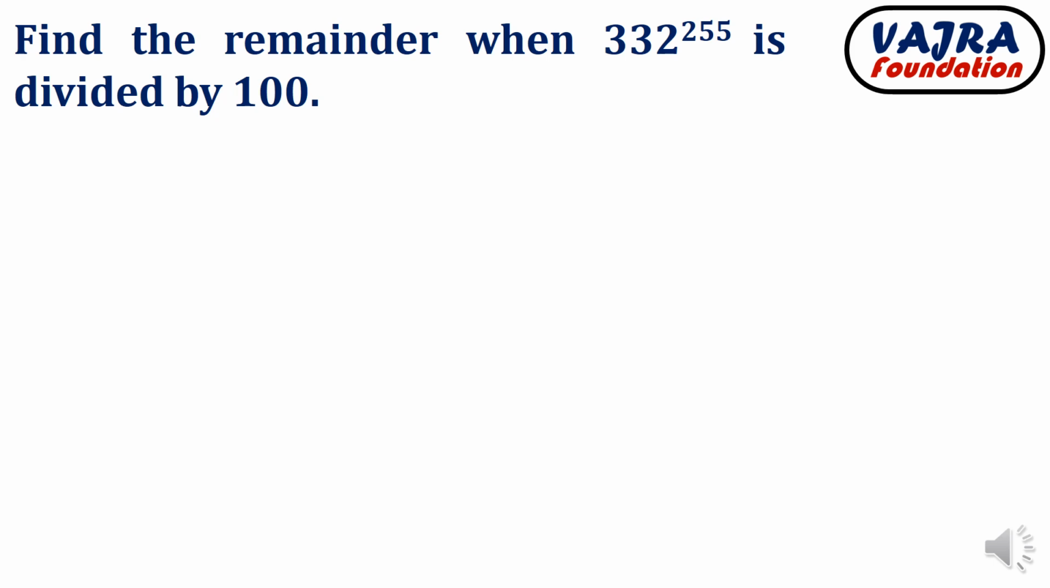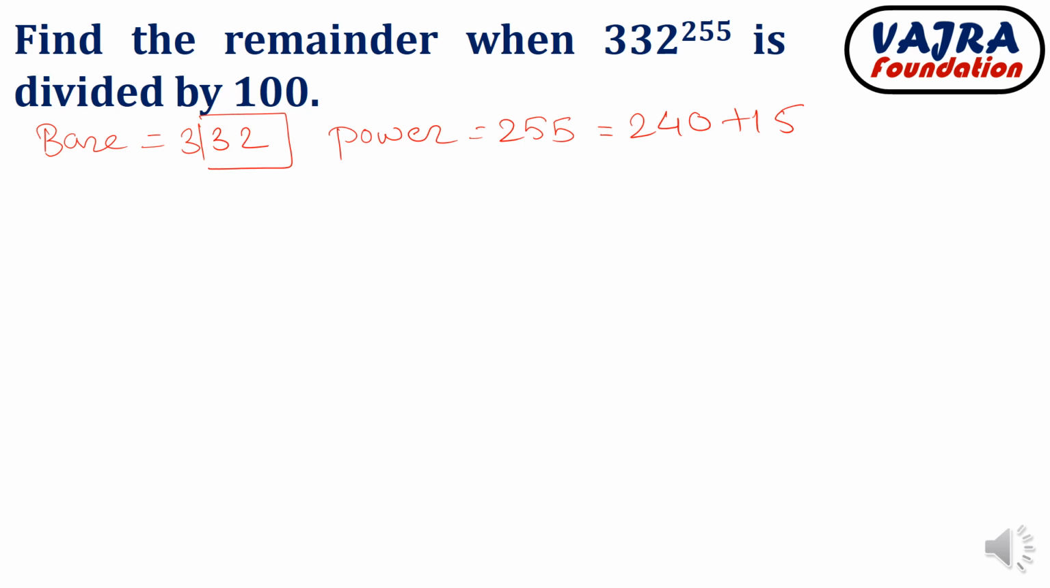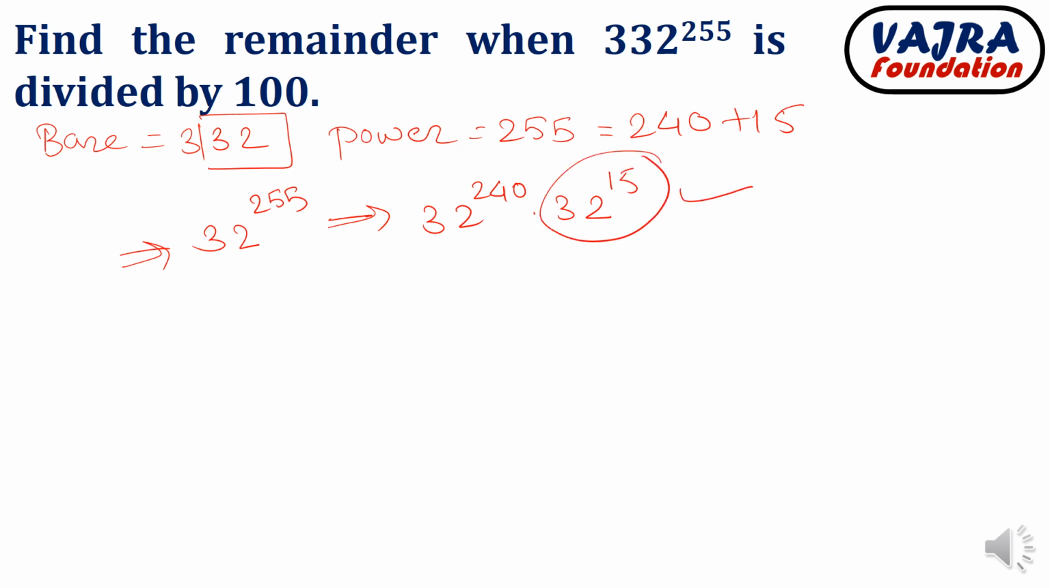Here the number is divided by 100. If we have to find the last two digits, or the question is in the form of the remainder when the number is divided by 100, this is nothing but the same question. So here we have base equal to 332. We will consider only the last two digits, 32, and the power is 255. We can write it as a multiple of 20: 240 plus 15. Therefore we can write 32 to the power 255 as 32 to the power 240 into 32 to the power 15. We have to consider only the latter because the power 240 is a multiple of 20.